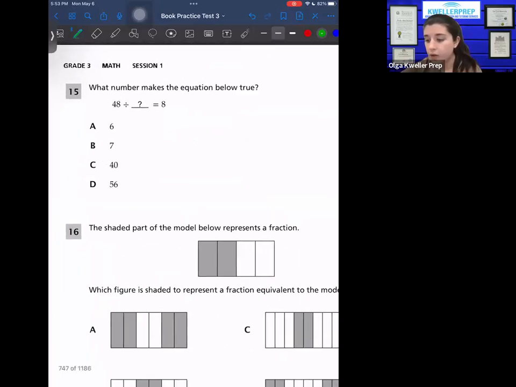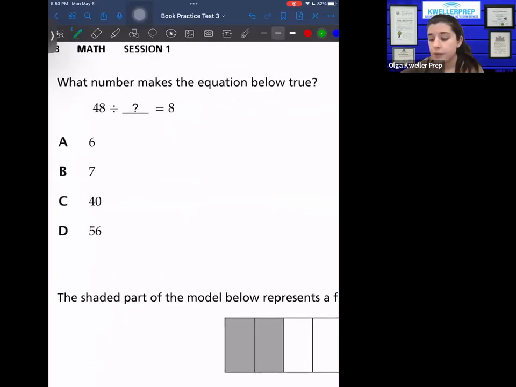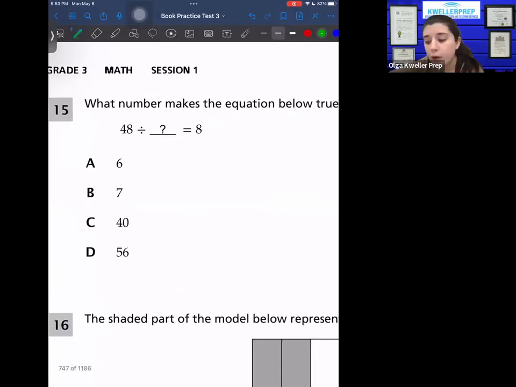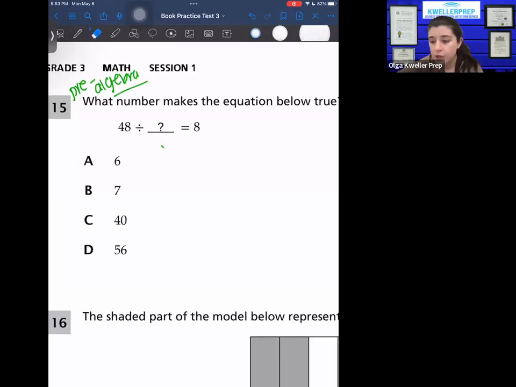Okay, moving on to the next one. So this is already getting into a little bit of pre-algebra. So they want you to fill in the blank. Which option makes this true? So 48 divided by what will give you 8? So absolutely, you can just plug in and see, well, 48 divided by 6, that absolutely works. That gives you 8. Again, looking at the options, definitely cannot be 56, right?